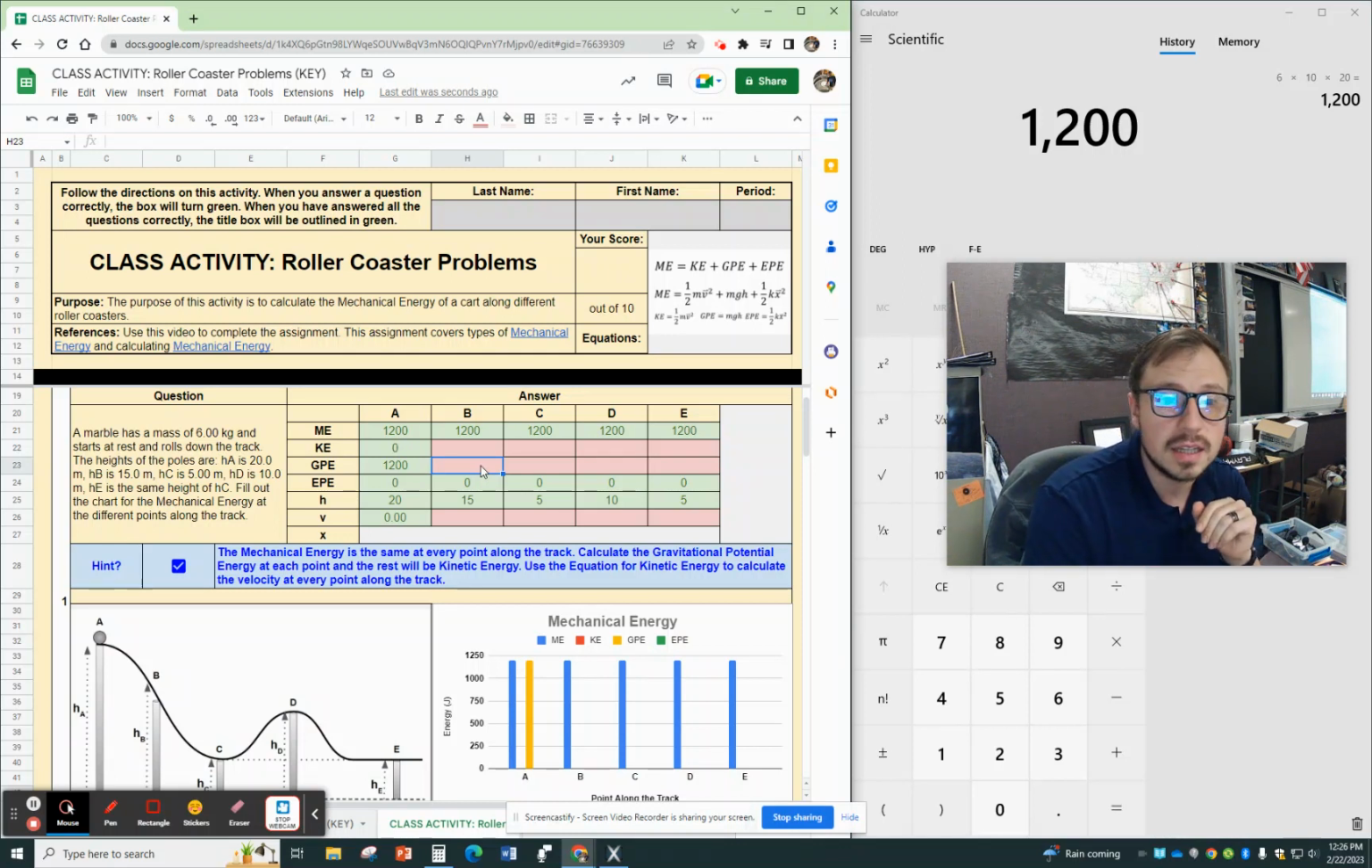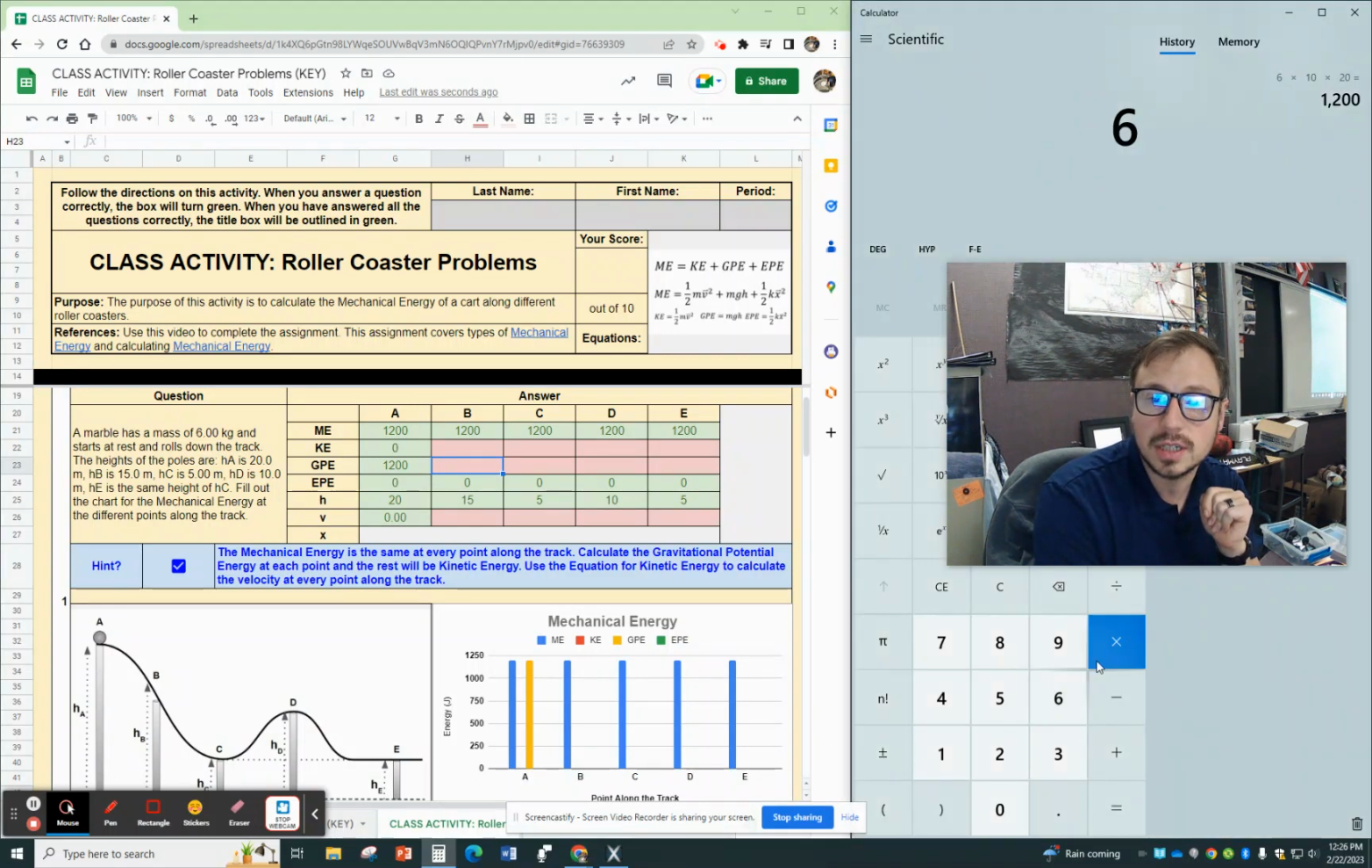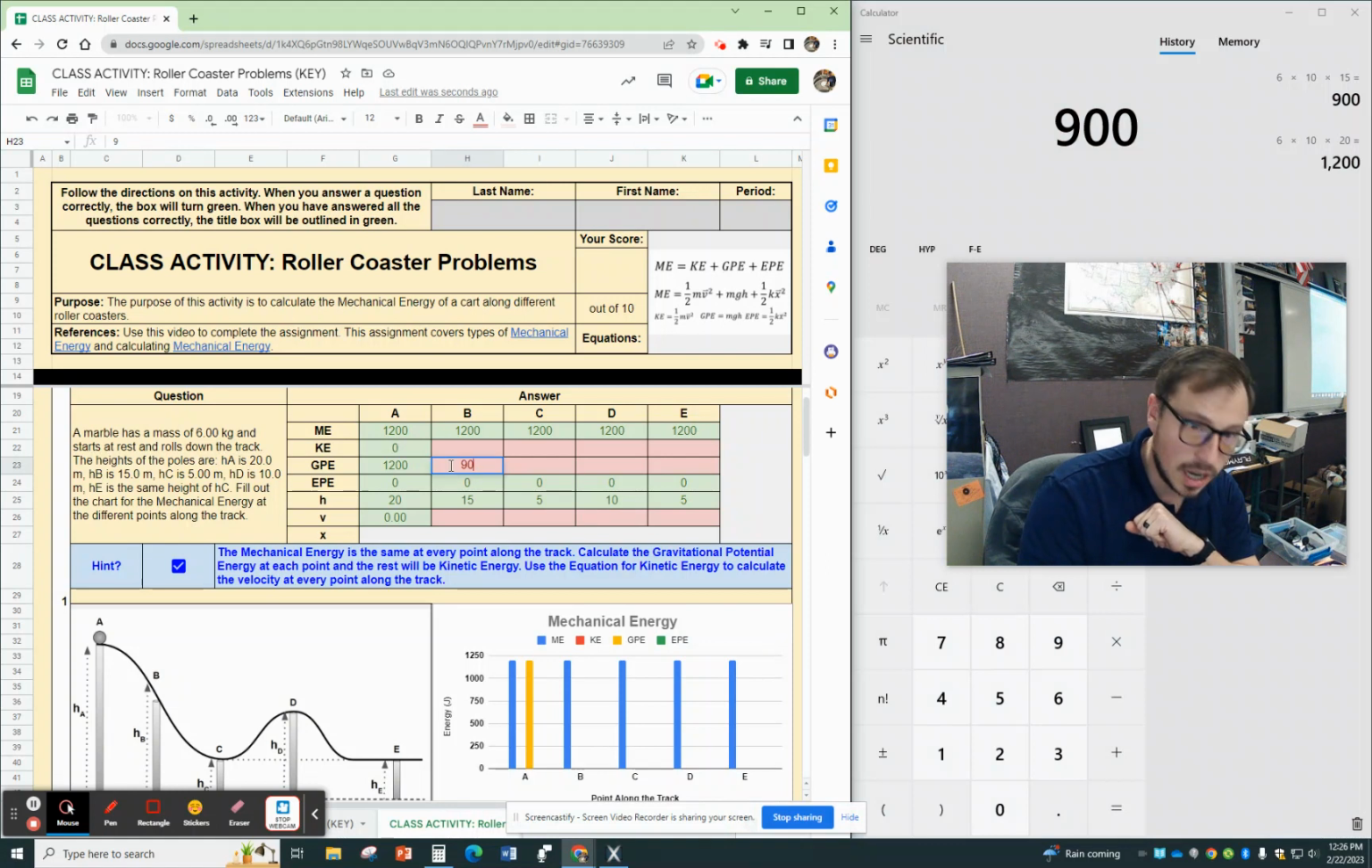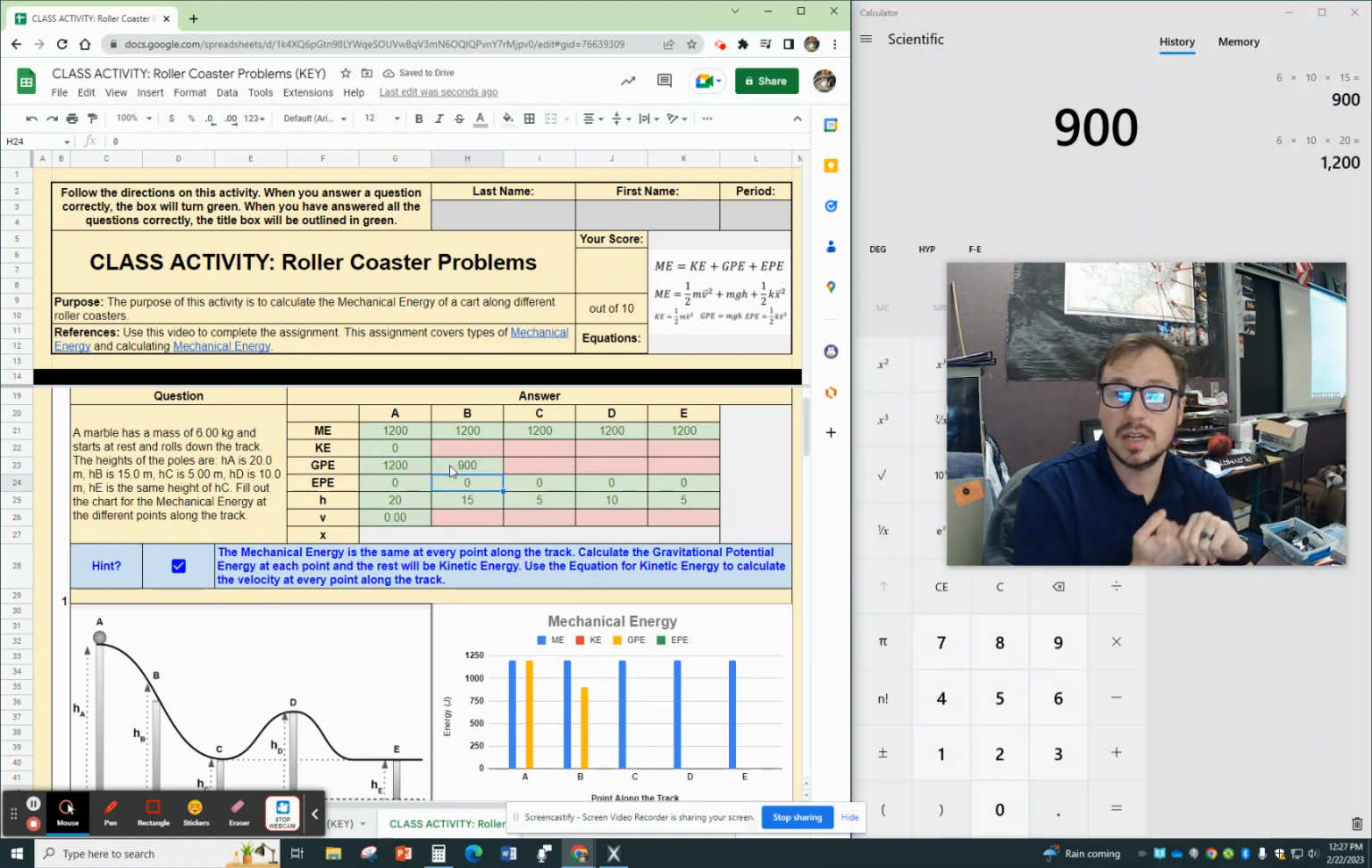But now I can calculate the gravitational potential energy. So the gravitational potential energy is mass, which is still 6, times gravity, which we're using 10, times the height, which at point B is going to be 15, right? So I already have that up there. 6 times 10 times 15 equals 900, right? So my gravitational potential energy is 900 joules.